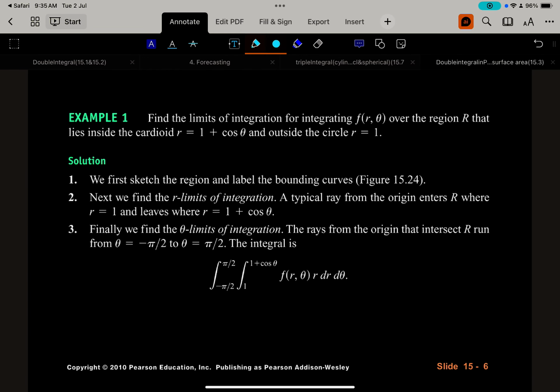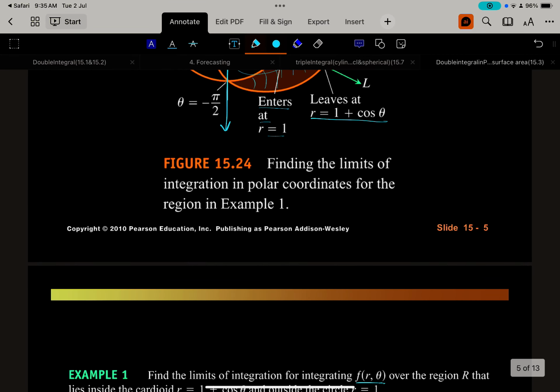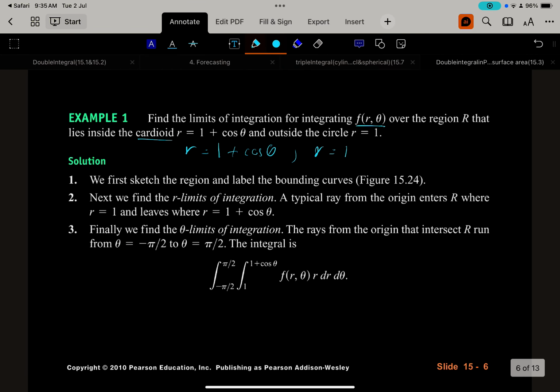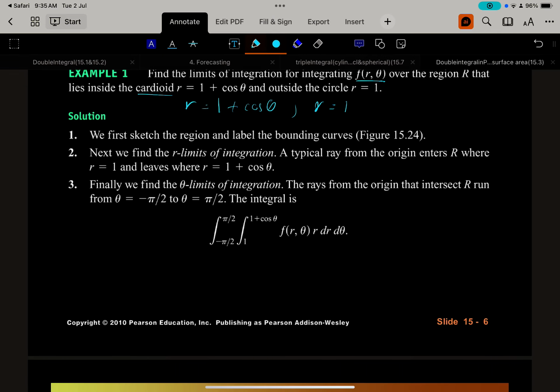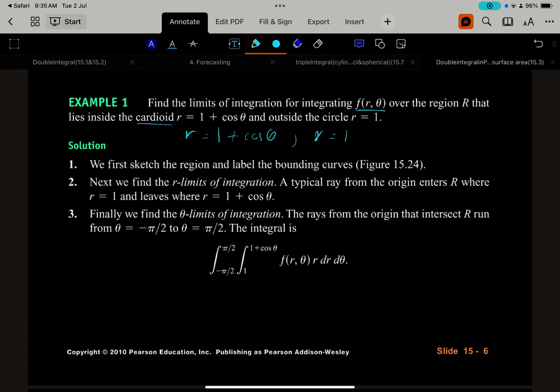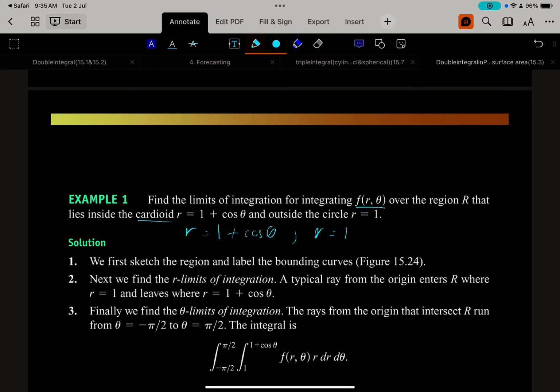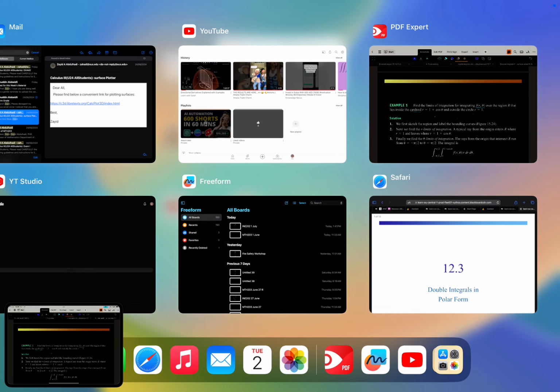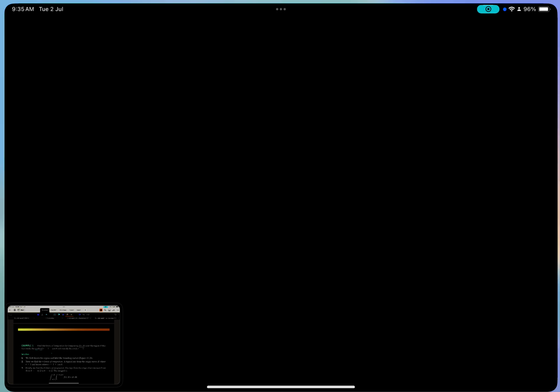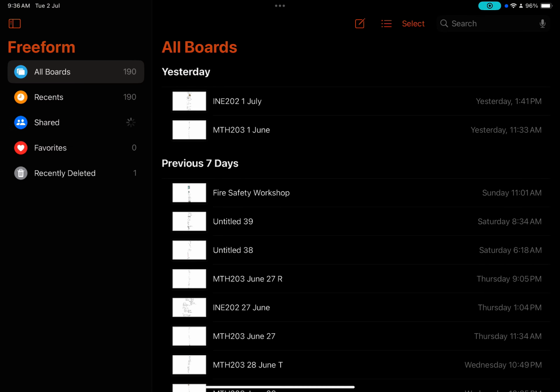So now we have an example. It wants us to find the limits of integration for integrating f of r theta over the region R that lies inside the cardioid r equals 1 plus cosine theta and the circle r equals 1, which is basically this. So we already found it, and this example is already solved. But how would I do it if I did not know the solution? I would first take a screenshot of this, go to my board, and try to solve this.